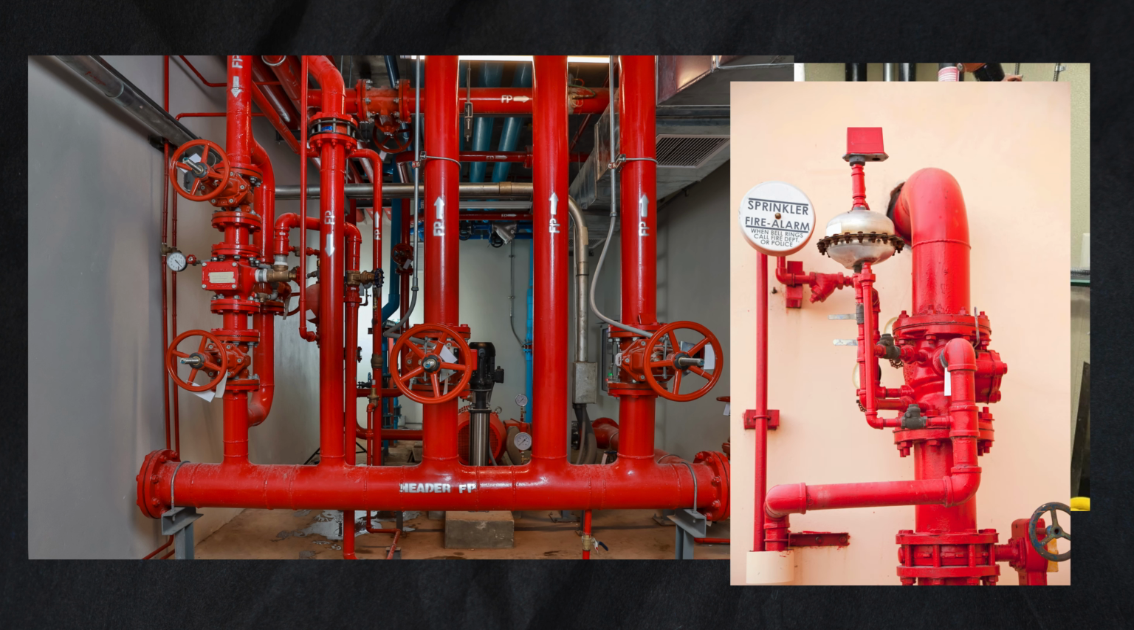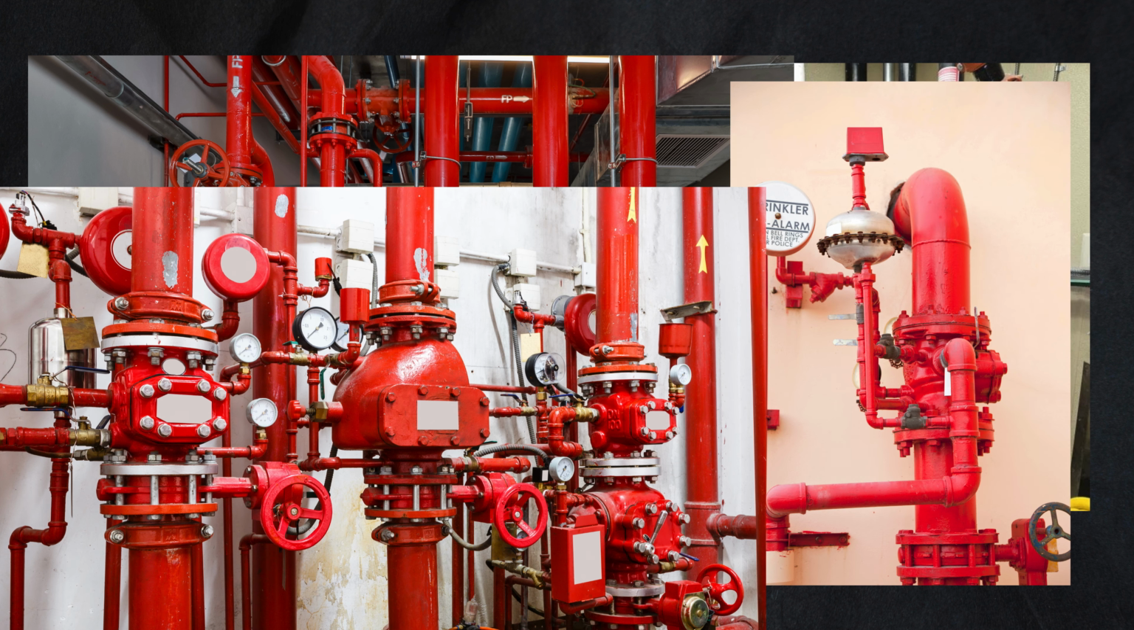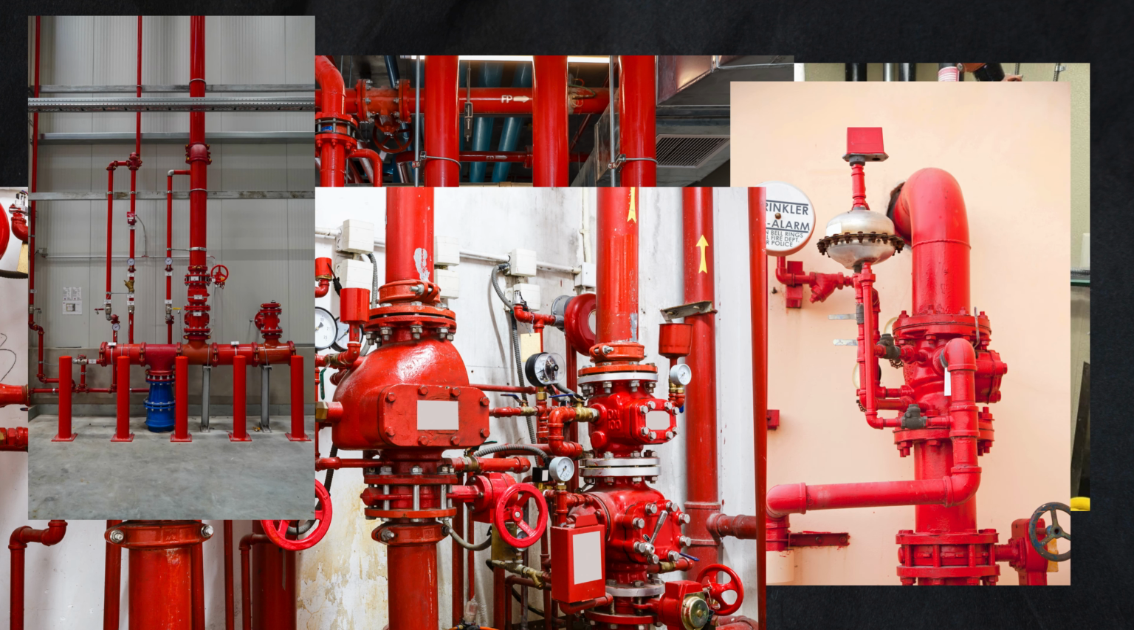A wet fire sprinkler system is one of the most common types of fire protection systems used in buildings. It consists of a network of pipes filled with pressurized water that is always ready to flow when a sprinkler head is activated by heat.